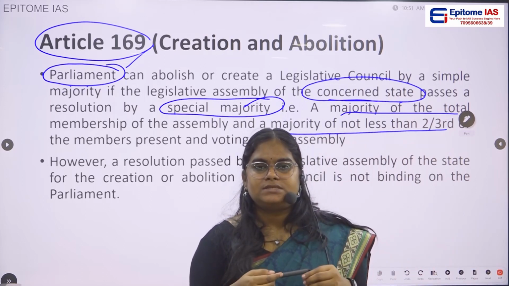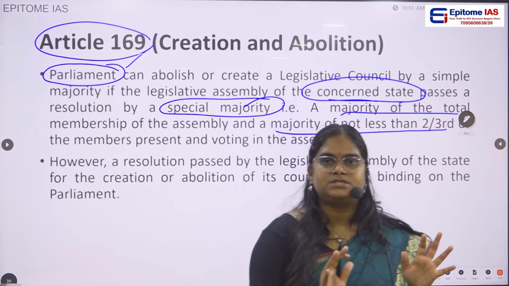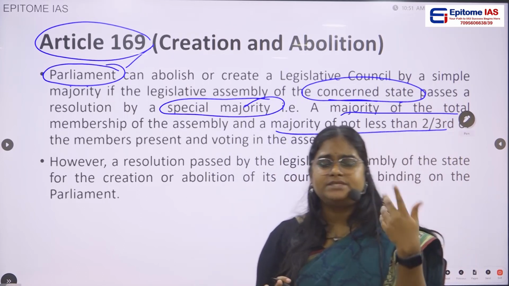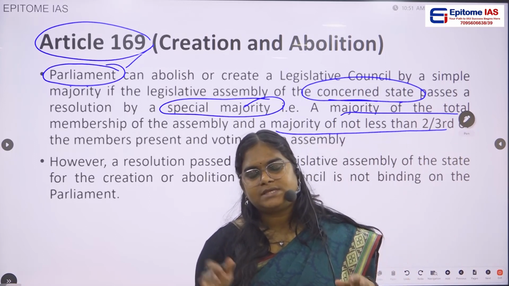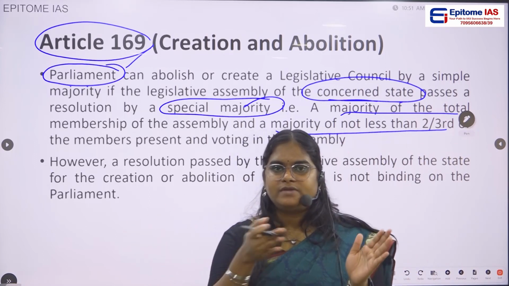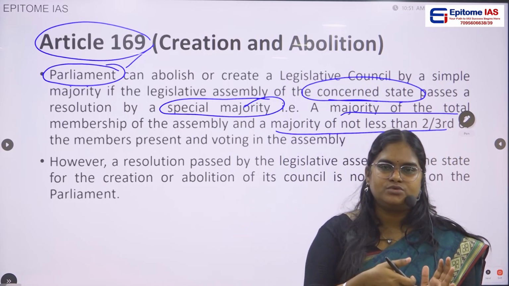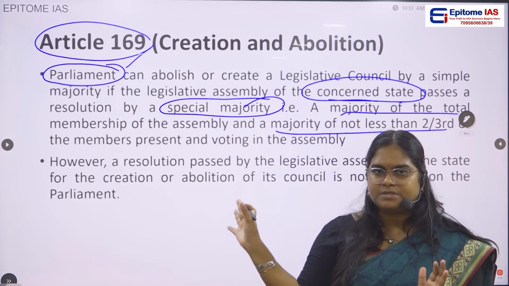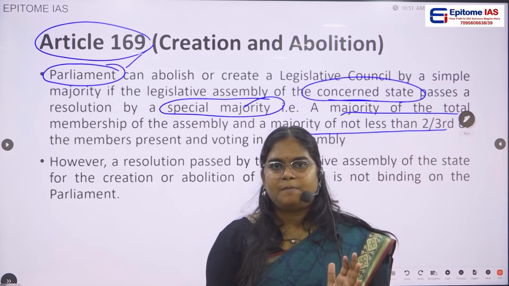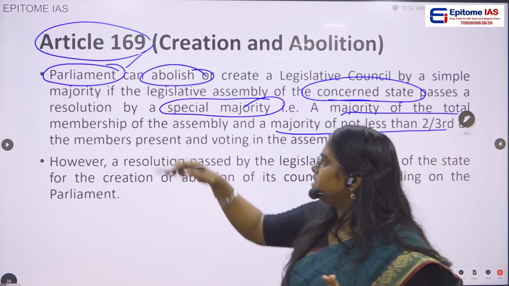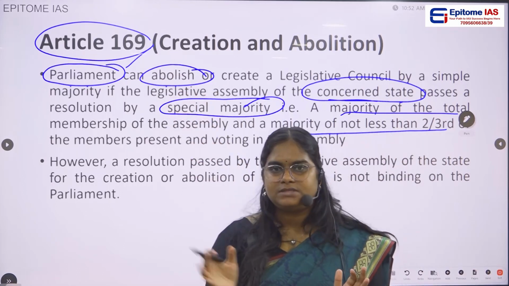Let's say there is a state which already has a legislative council and it wants to abolish this legislative council. So again the same process is followed. First, the state legislature will pass a resolution with the same special majority. Then the parliament will abolish this particular legislative council by the simple majority.